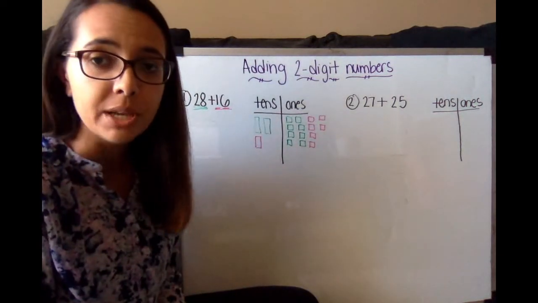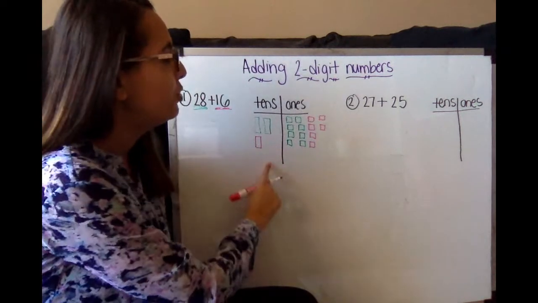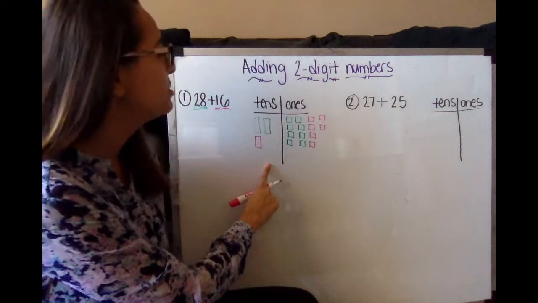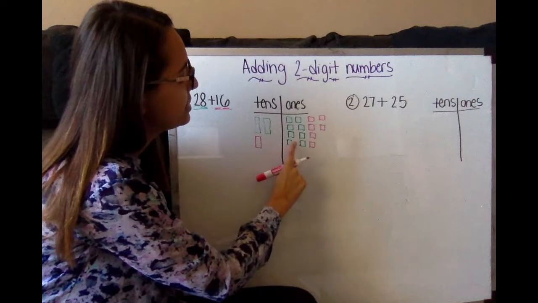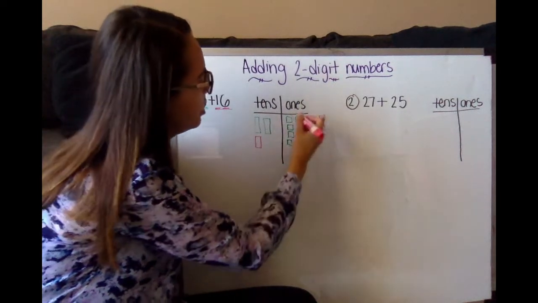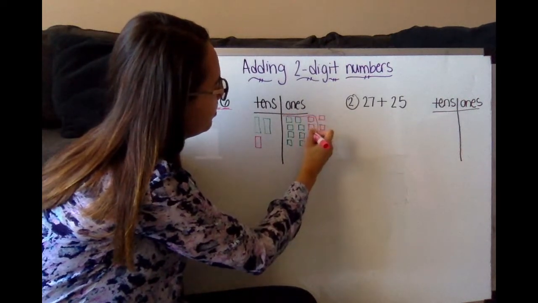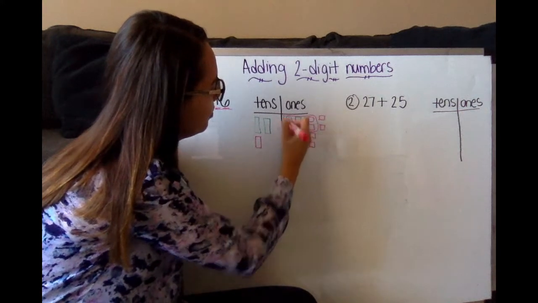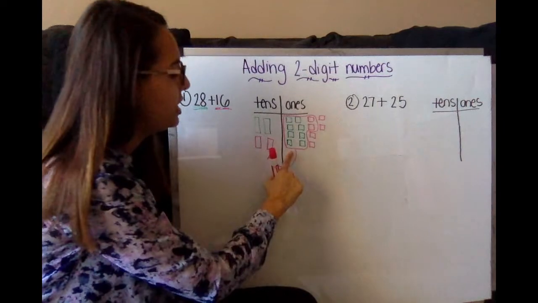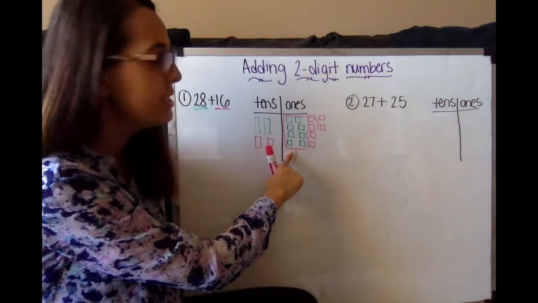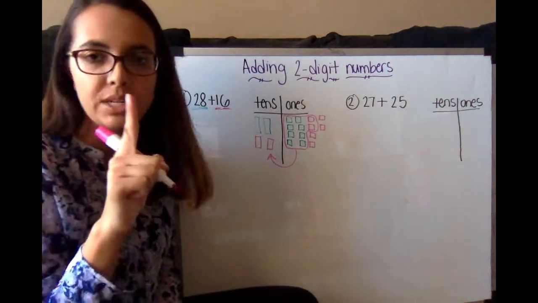So I'm going to group them into a group of 10 and then move it over here to the tens column. So let's count 10. 1, 2, 3, 4, 5, 6, 7, 8, 9, 10. Go ahead and circle these. So this group of 10 ones becomes a group of 1 ten.